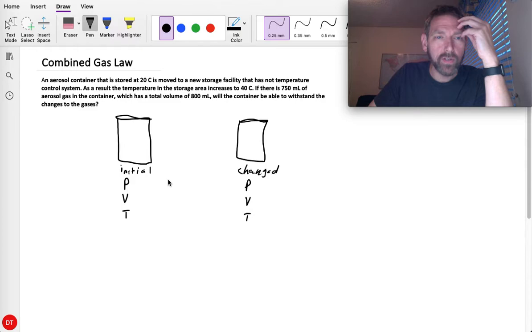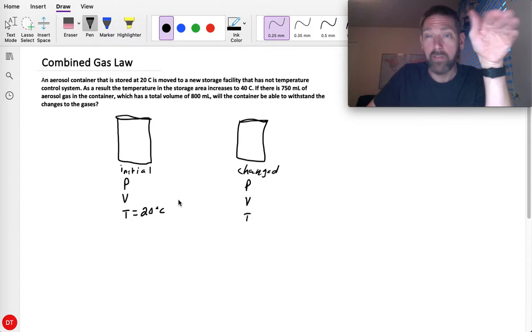So we've got an aerosol container that is stored at 20 degrees Celsius. Stop. It's being stored there at 20 degrees Celsius. That sounds like that information right there. Haven't even read much of the problem, I already have something checked off.